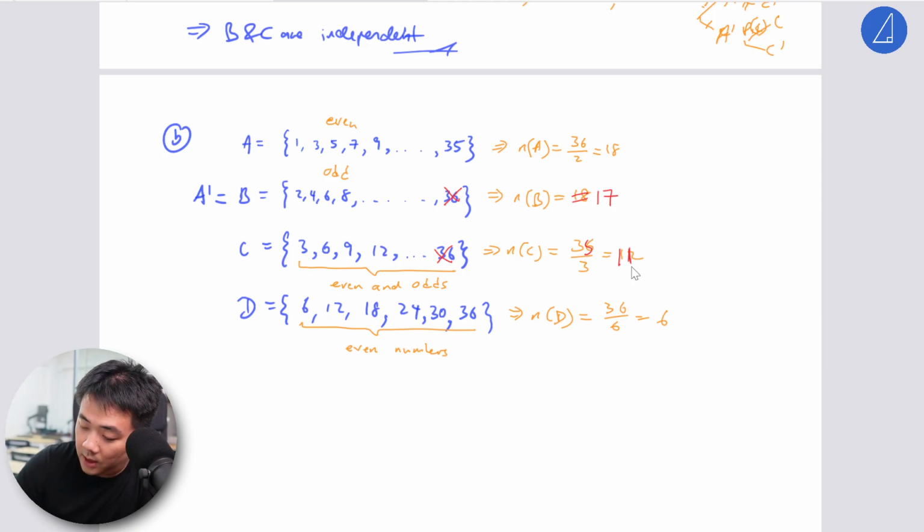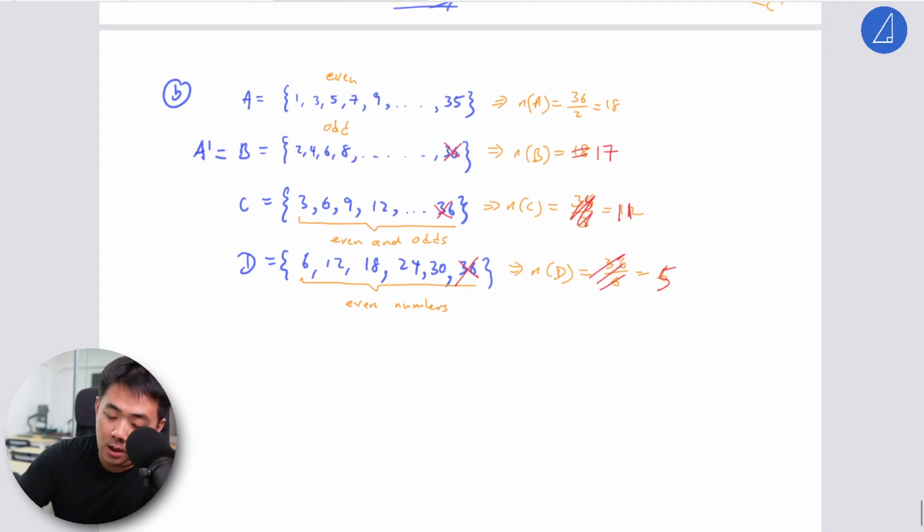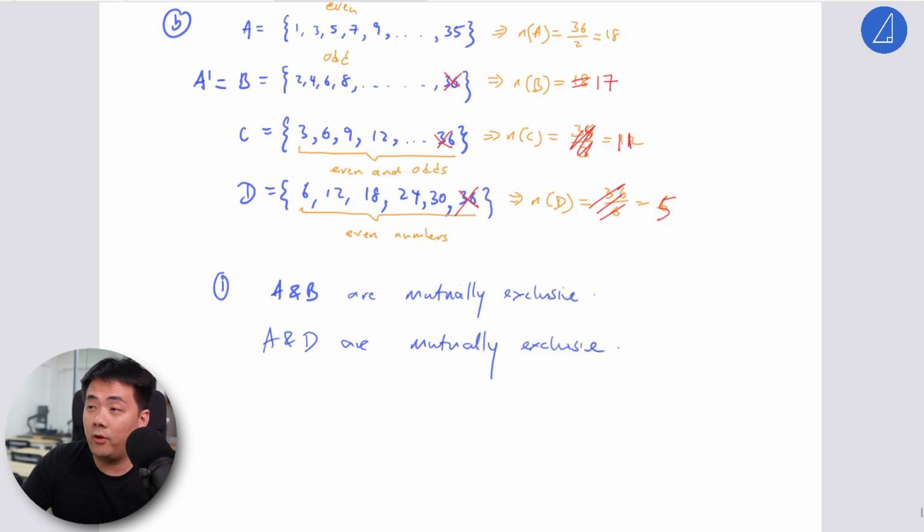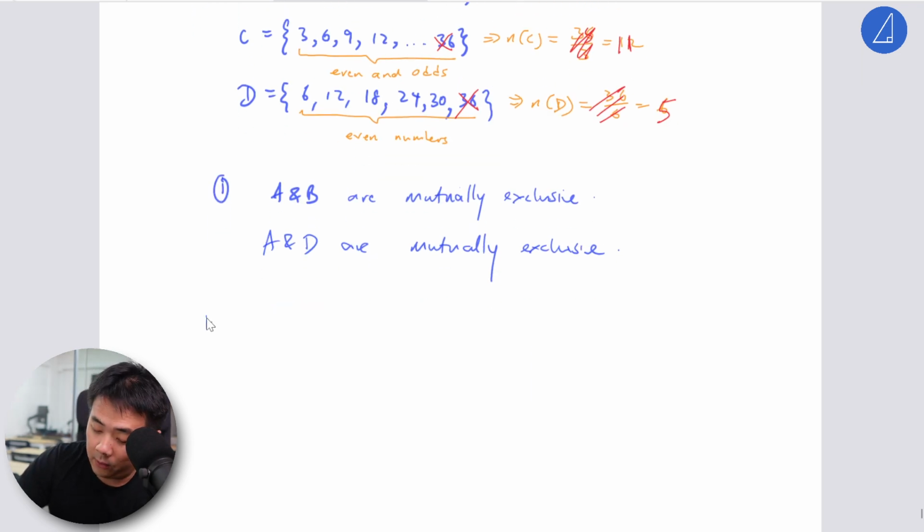So this one is no longer this case. From 12 it becomes 11, right? Then 36 is no more here, so this will be 5, just 5 of them. Just update them, but obviously the nature of the numbers is still the same. So for part B, part 1, A and B are still mutually exclusive. This is the same.